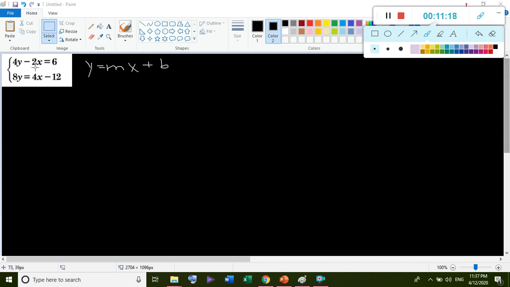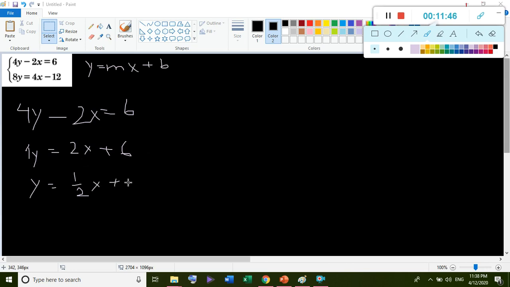Okay, so first of all, let's change the first one here. So 4y minus 2x equals 6. We're going to move everything away from y, so it's going to be 4y equals 2x plus 6. We're going to divide everything by 4, so 2 divided by 4 is going to be half x plus 6 over 4, which is going to be 3 over 2. So this is the first equation we're having.